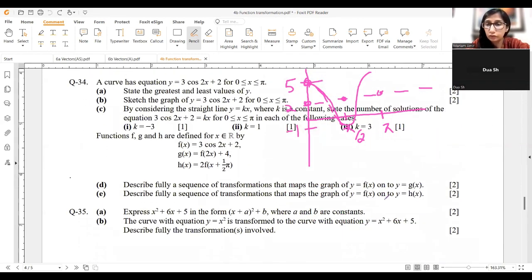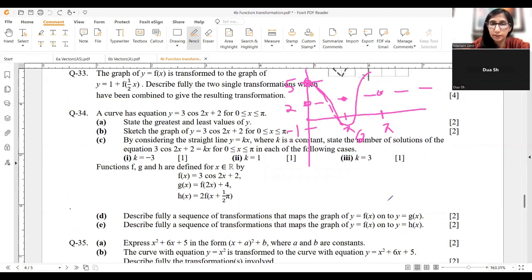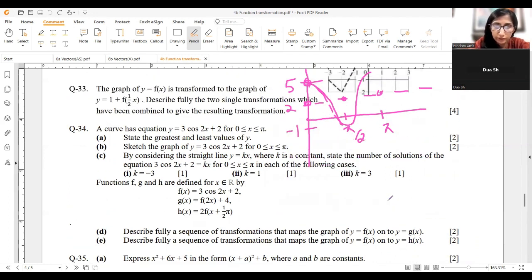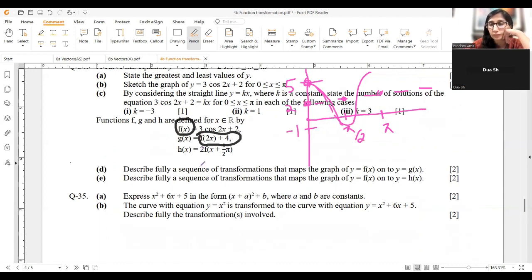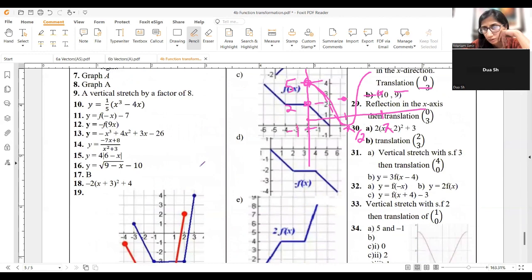Describe fully the sequence of transformations that maps f(x) into h(x). I did not read that, but this is what they're saying. First, f(x) into g(x). So f(x) is being changed into this. Quickly, which 2 transformations? There's a stretch parallel to the x-axis by a scale factor of half. And then there's a translation. It's moving 4 units up, so (0, 4). Let's check.